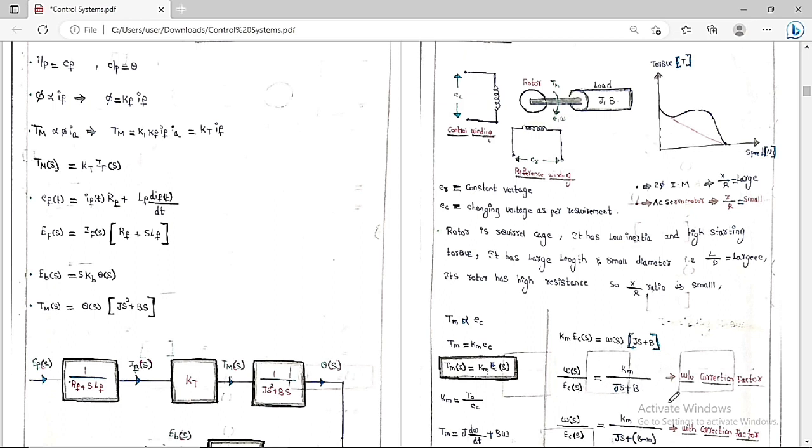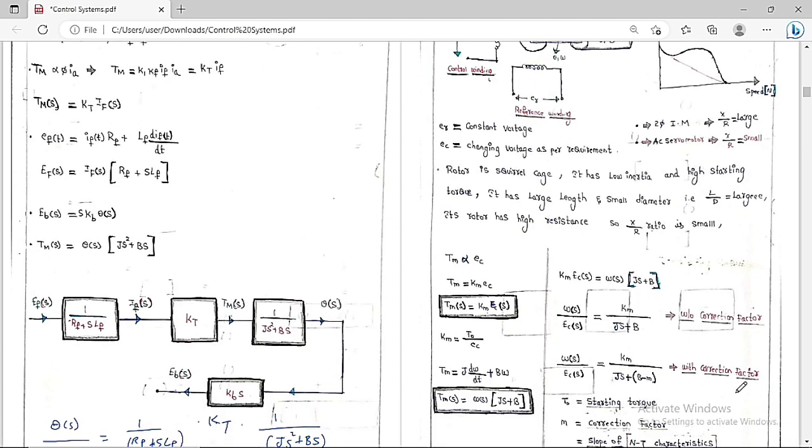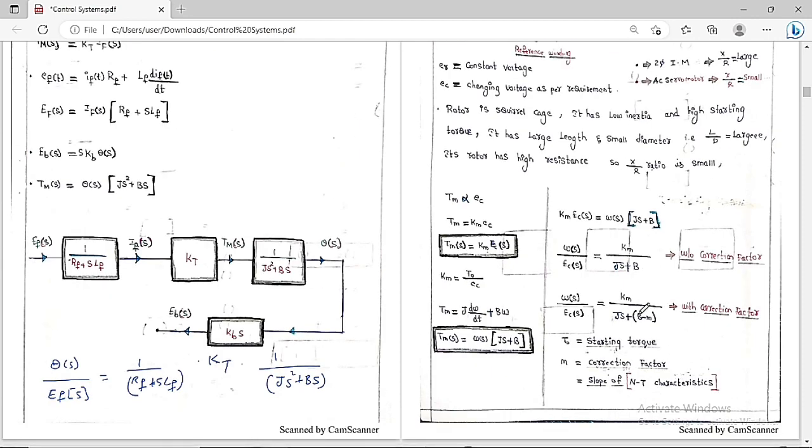So this is the equation that we are going to get. So we can say it is a first order system, without any correction factor. So this is the equation without any correction factor. Suppose we want to use the correction factor, then we will get omega of s by Ec of s is equal to Km by (Js plus B minus m). Yes, you have to subtract a small value m from this B. This is with correction factor.